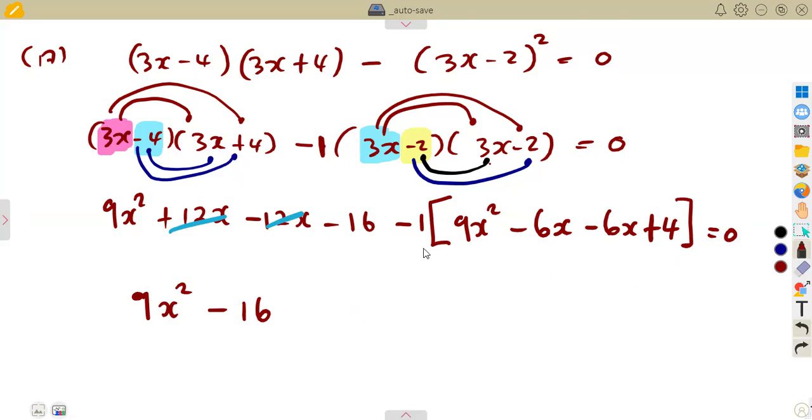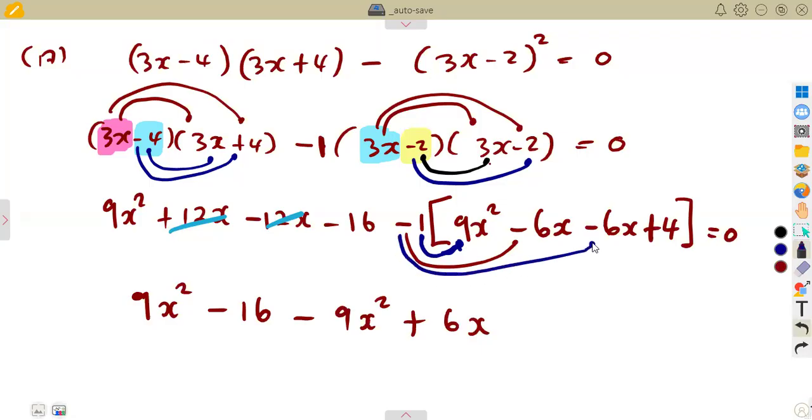So what does it mean? It's minus 1 distributing this bracket. Minus 1 multiplies 9x squared, so that will be minus 9x squared. Minus 1 multiplies minus 6x, that will be a positive 6x. All right. Minus 1 multiplies this minus 6x, so it will be a positive 6x. Minus 1 also multiplies the positive 4, so it's minus 4, and that's equal to 0.